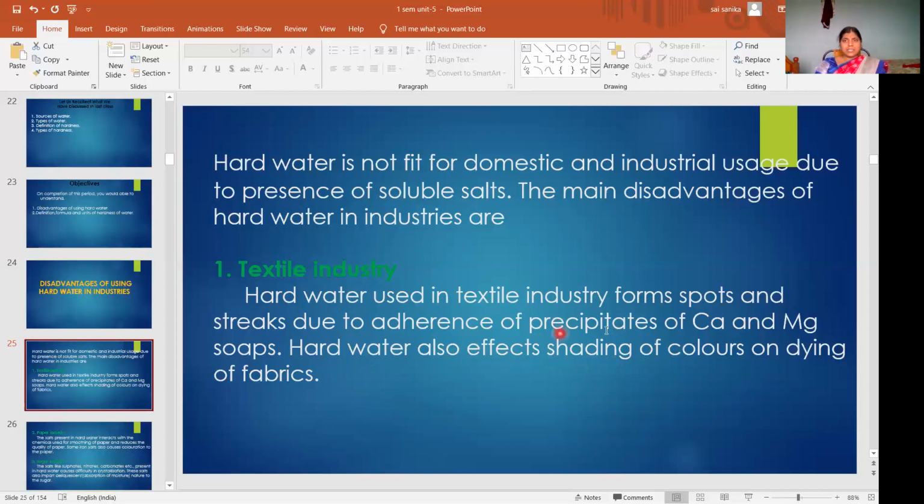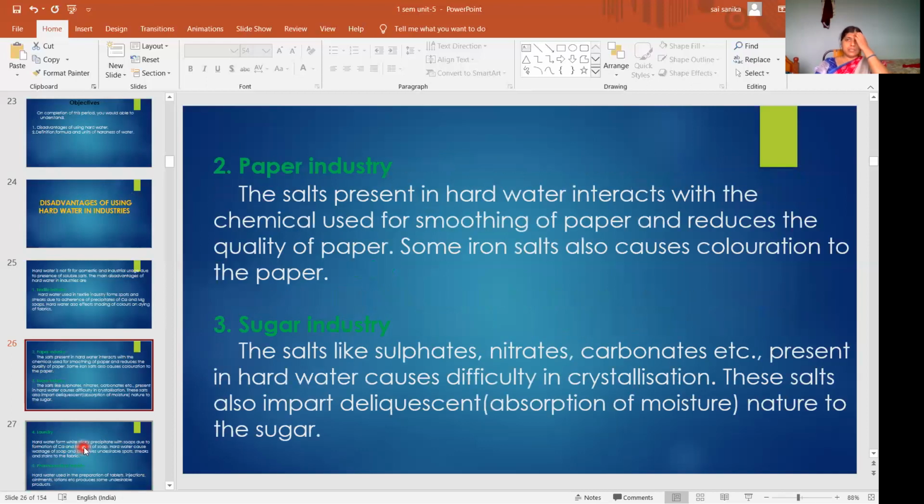So like that, spots and streaks will be formed due to sticky precipitates, because this precipitate sticks onto the cloth. Okay, the same shading of colors will take place in the textile industry if you use hard water. Then come to the paper industry. So what happens when hard water is used in the paper industry?